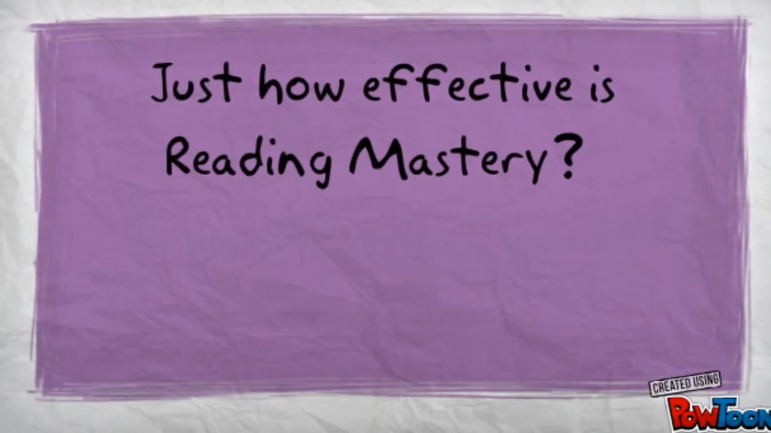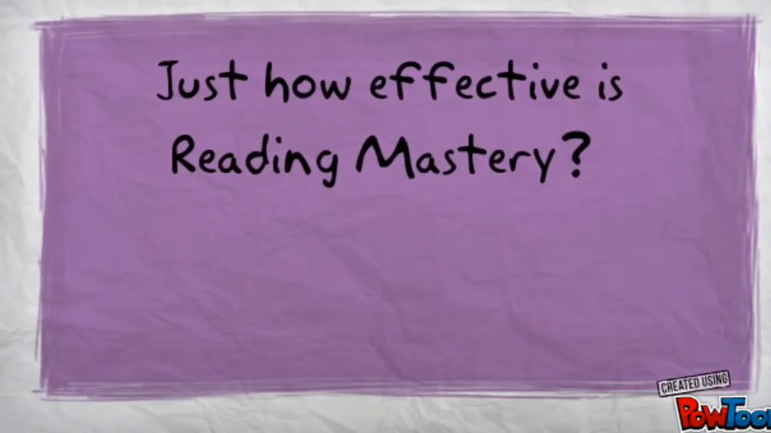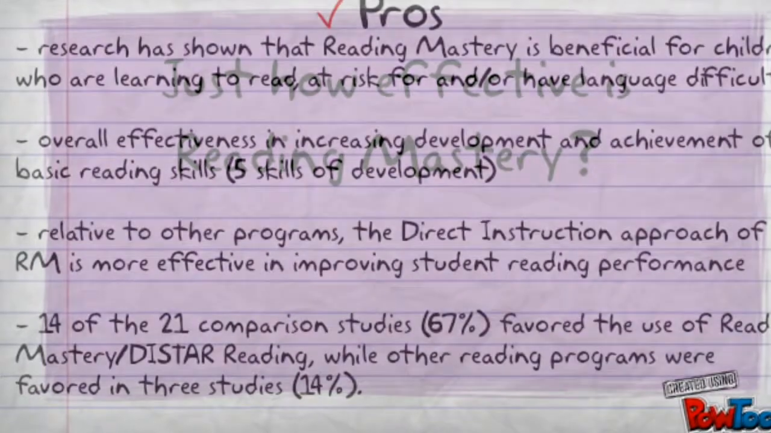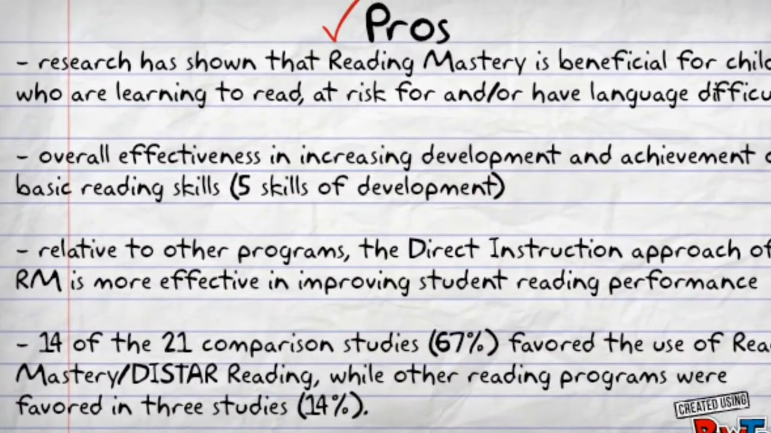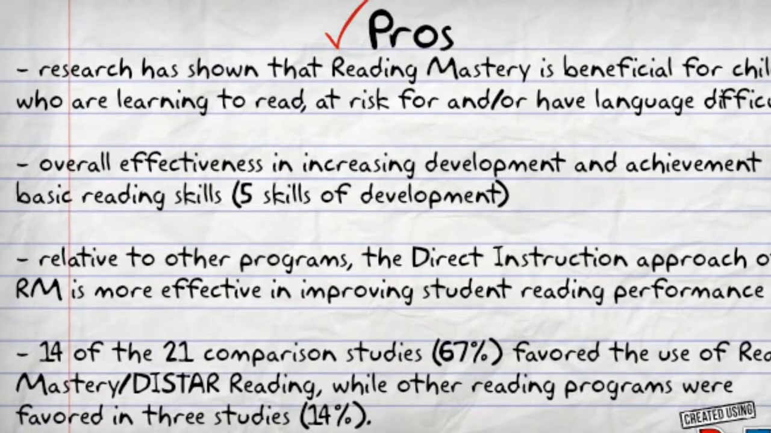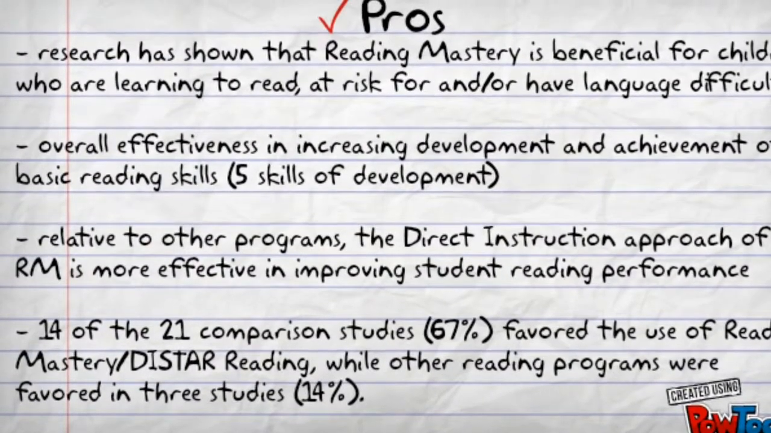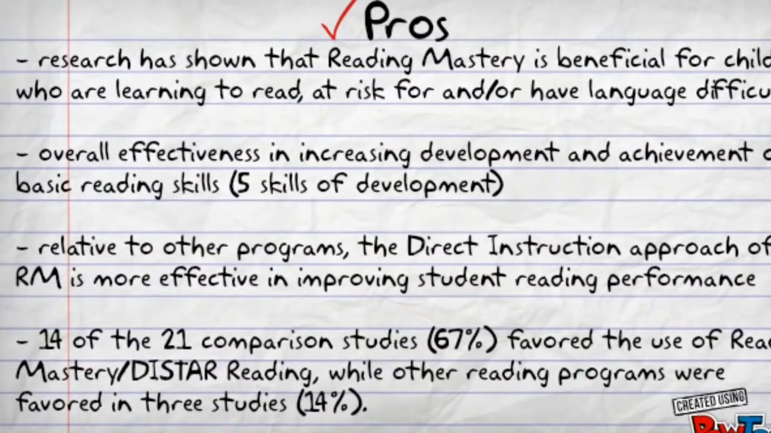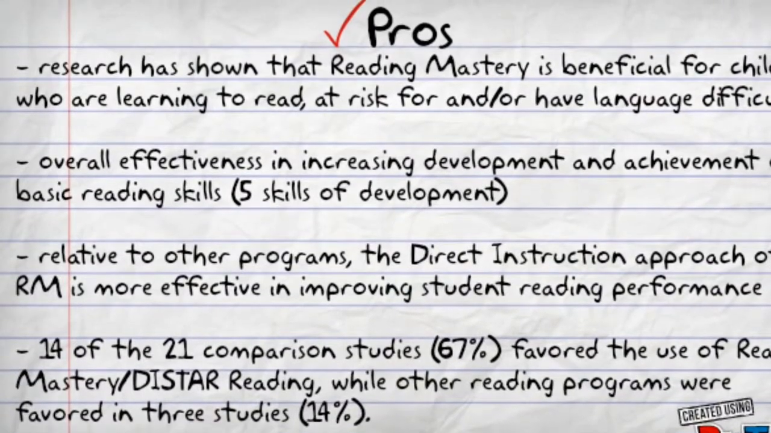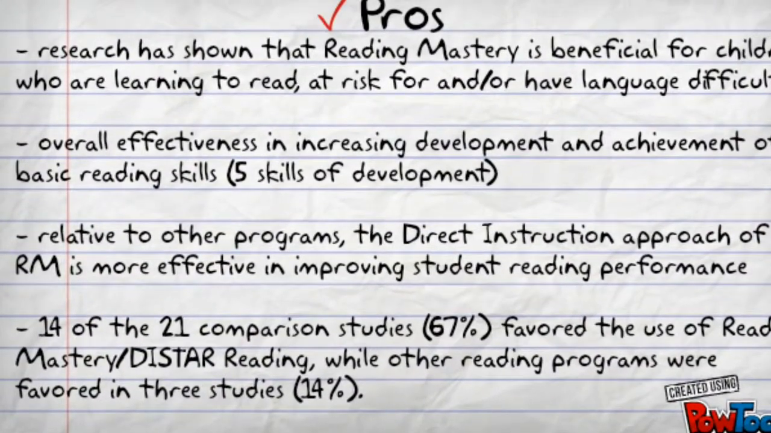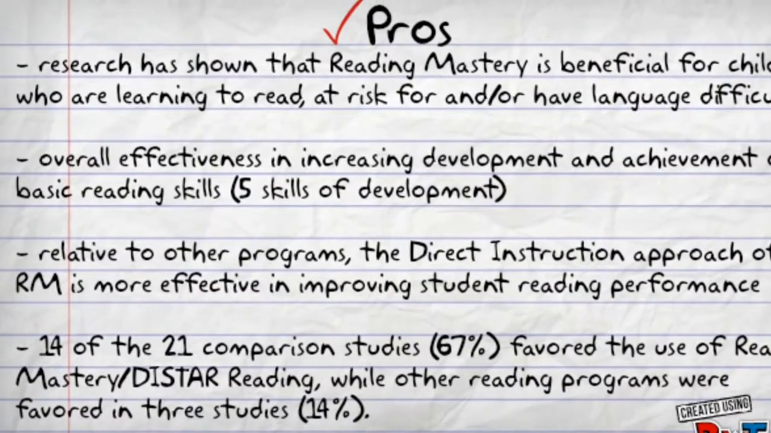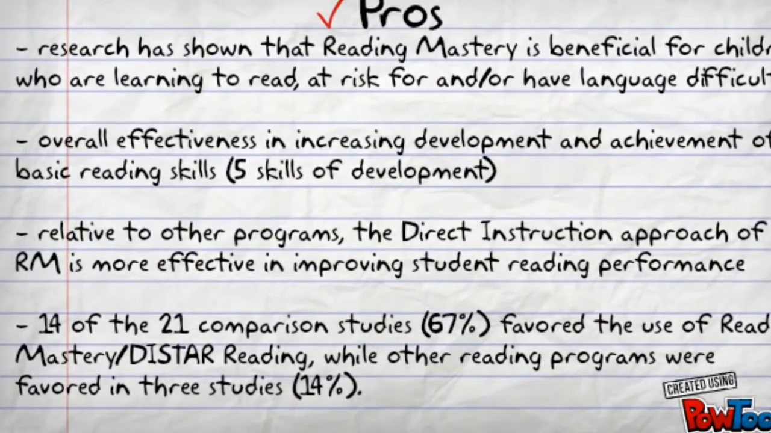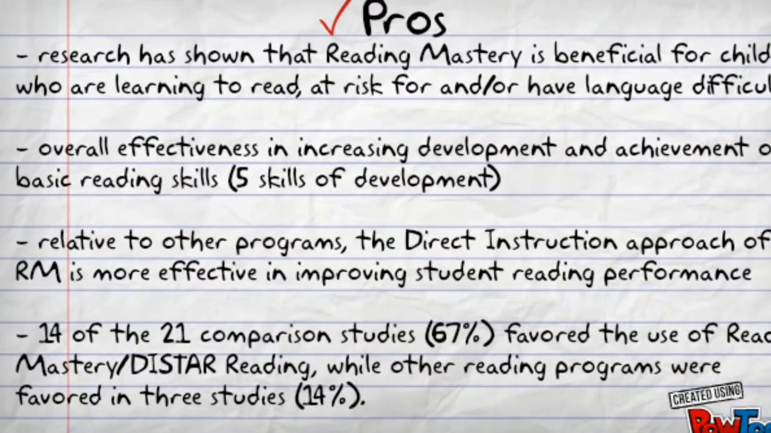We will now examine the effectiveness of reading mastery by looking at some academic resources. Research has shown that reading mastery is beneficial for children who are learning to read or are at risk for and or have language difficulties. Reading mastery is also effective in increasing development and achievement in basic reading skills, as demonstrated by the 5 skills of development. Relative to other programs, the direct instruction approach of reading mastery is also more effective in improving student reading performances.